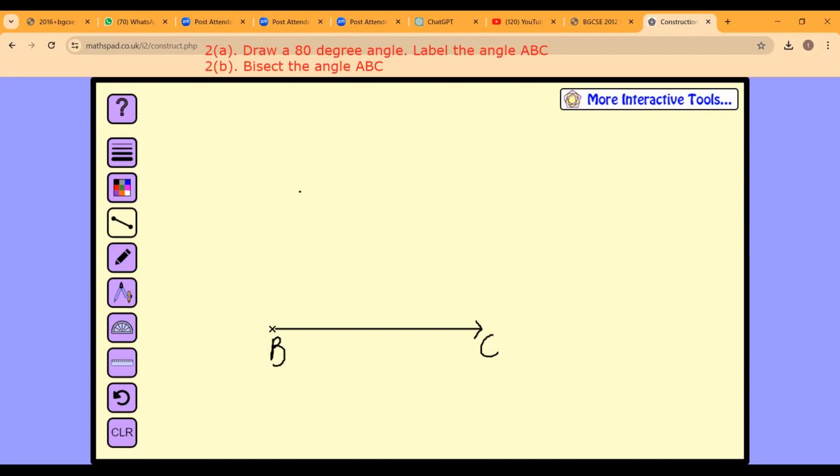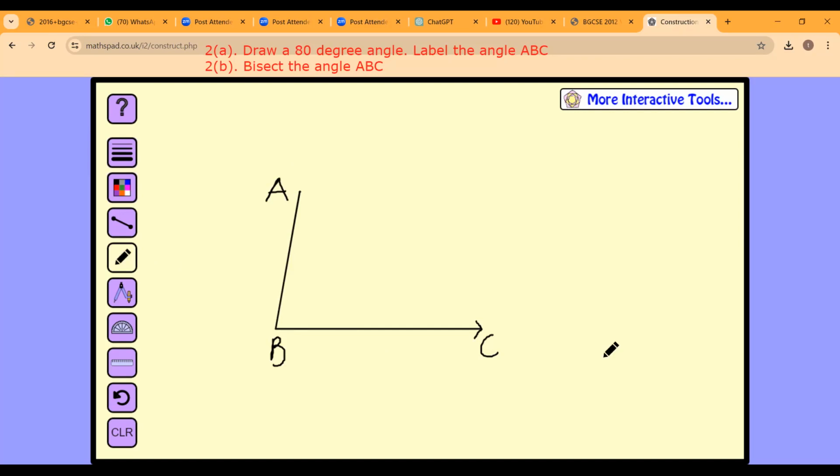Yes, sir. So we're gonna start at B and we're gonna put it right now. This is gonna be BC and this is gonna be part A. I mean, we're gonna label that A. So we have A, B, C. All right.